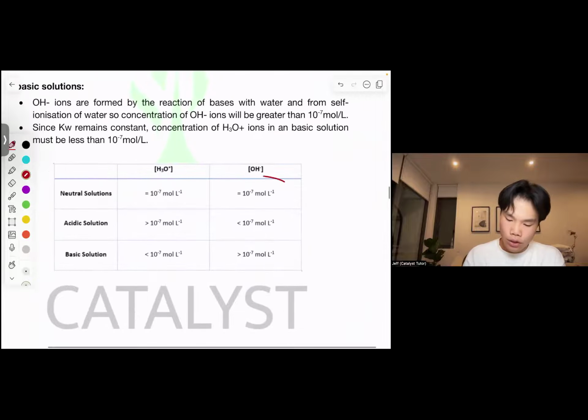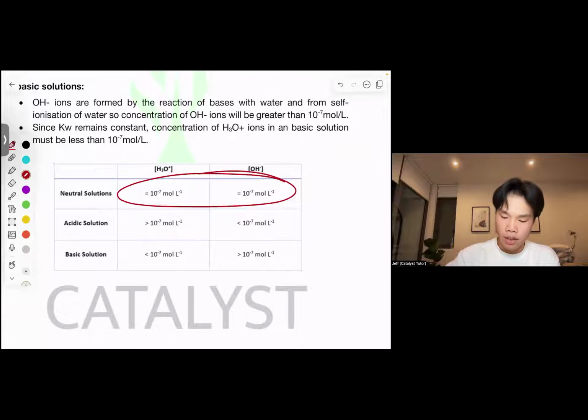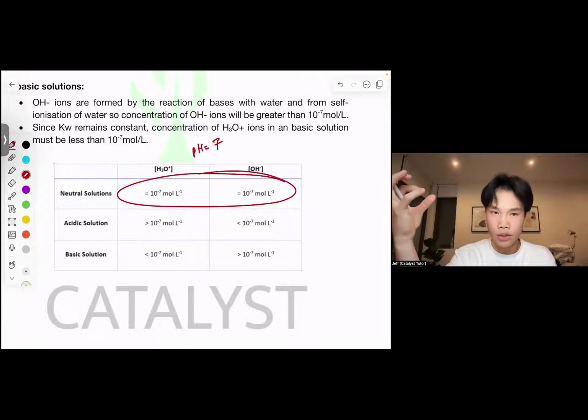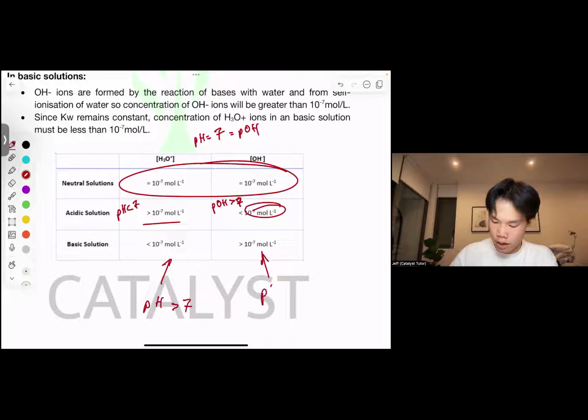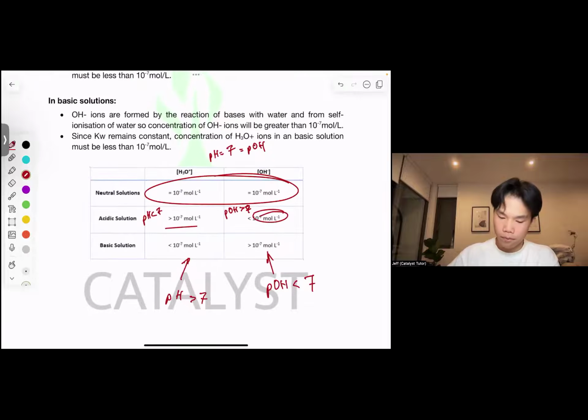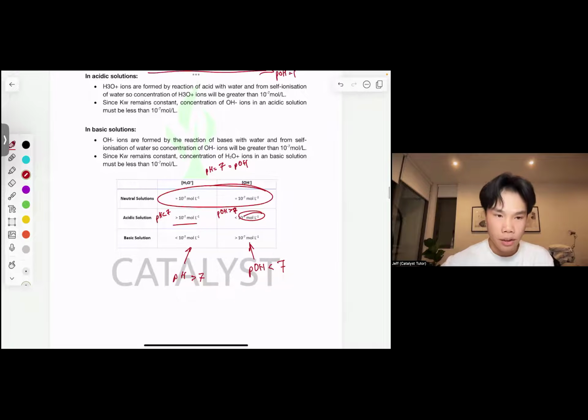In a neutral solution, that is also why pH 7 is considered neutral, because that is when your hydronium concentration equals your hydroxide concentration, or 10 to the negative 7. An acidic solution will have more hydronium compared to hydroxide, reflecting a pH which is less than 7, and a pOH which is greater than 7. And finally, for a basic solution, a pH which is greater than 7, and a pOH which is less than 7. Okay, so starting to build up the ideas, linking everything together.